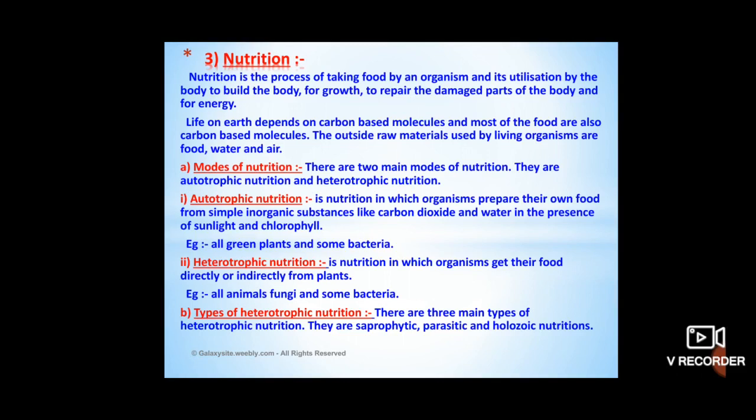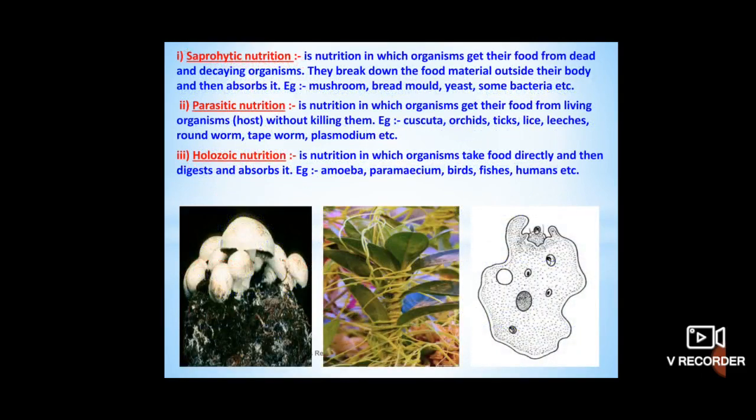See children, in the heterotrophic mode of nutrition we will identify the different types: saprophytic, parasitic and holozoic nutrition. What do you mean by saprophytic nutrition, parasitic nutrition and holozoic nutrition, and how do they take place? In which type of organism are the saprophytic and parasitic modes of nutrition adopted? These are the concepts that we are going to discuss now in this session.